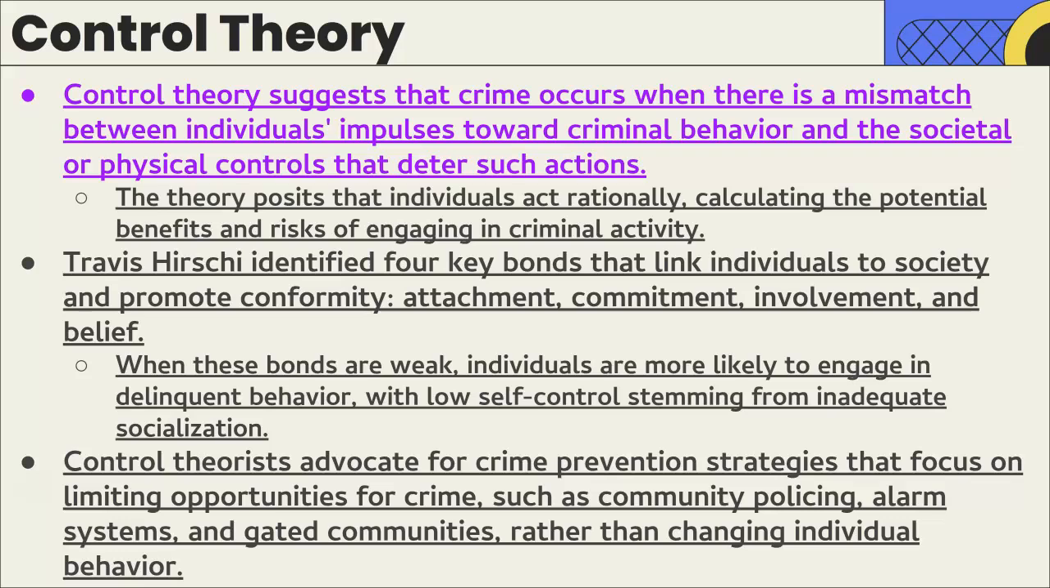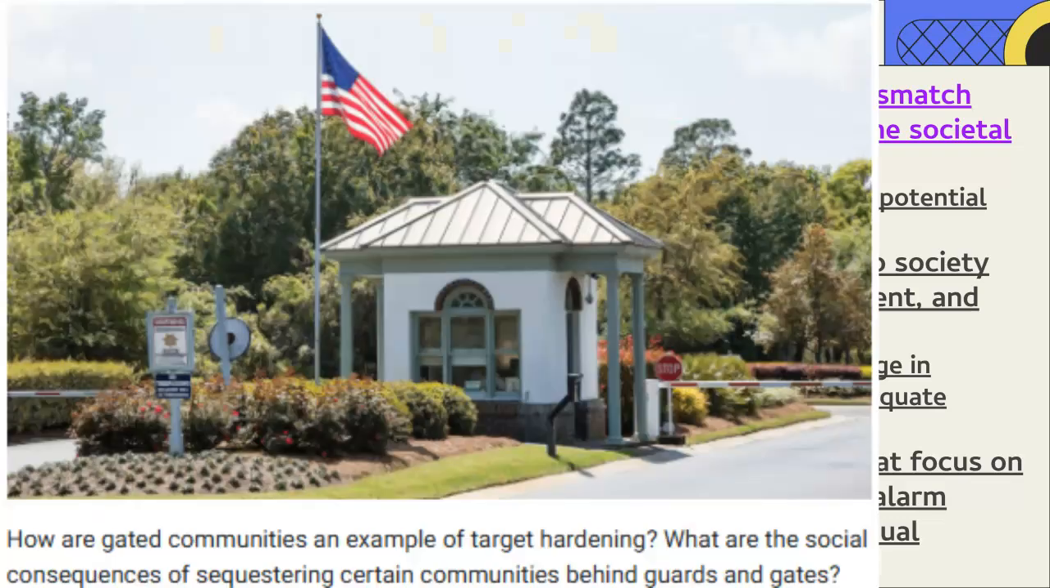And furthermore, they create a fortress mentality where wealthier communities invest heavily in security, and crime simply shifts to less protected areas, particularly in poor neighborhoods.